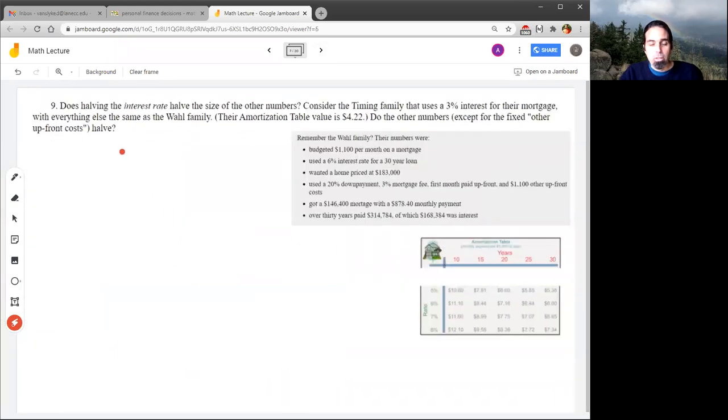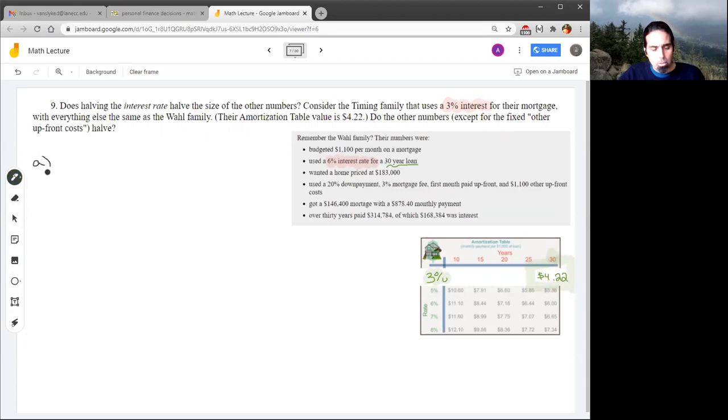Number 9 asks a different thing. What if we have the interest rate, instead of a 6% interest rate, we'll do a 3% interest rate. We don't have 3% on the chart, so I sort of broke the chart apart. So 3% and 30 years is $4.22. I had to give you that in the problem because our table didn't have that. So we're having 3% in 30 years. Is this going to be half or double?